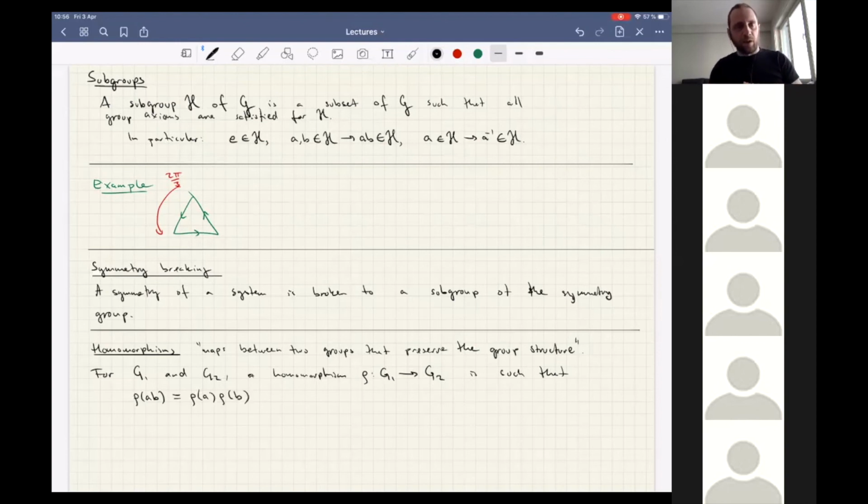So this is just telling us that it doesn't matter if we first multiply A and B and then apply this transformation, or if we first apply the transformations, so take ρ of A and ρ of B separately, and then multiply them in G2.